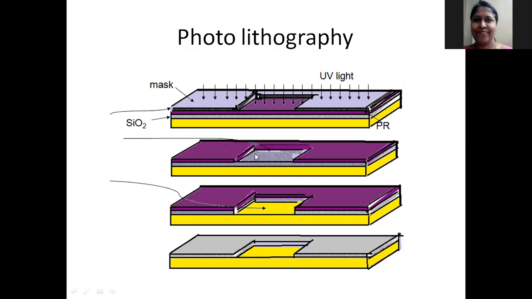After removal, the surface of SiO2 is exposed here, as you can see. The next step is to remove this SiO2 also. After removal of SiO2, the substrate is seen in the form of a window. You can see the structure and the substrate is now exposed.